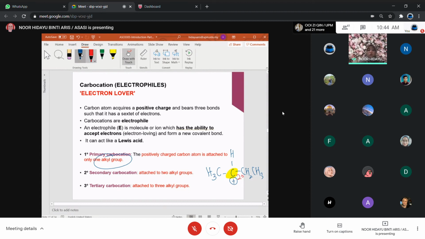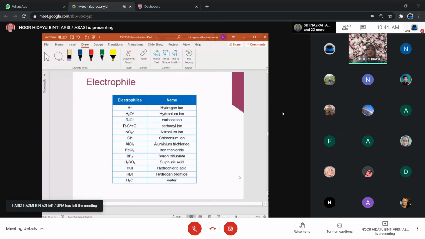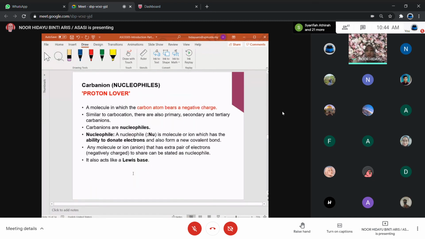So kalau kita tukar lagi, this one will be CH3. So dia akan jadi 1, 2, 3, tertiary carbocation. Okay. So these are the list of common electrophile used. Selalunya yang positively charged ataupun Lewis acid. So boleh nampak kat sini. Okay. Next we have carbanion or nucleophile.